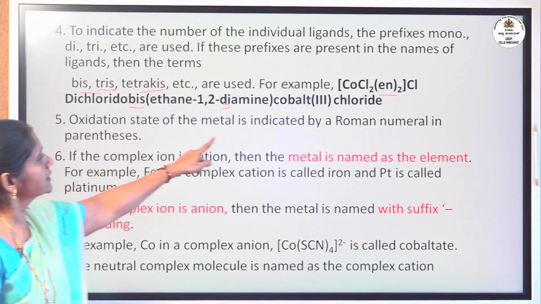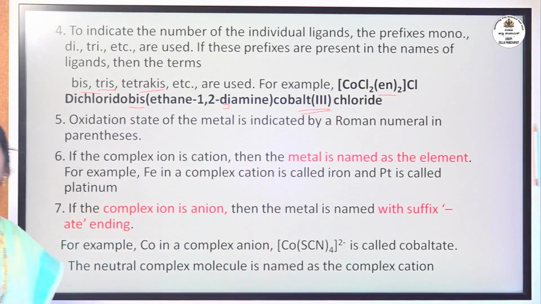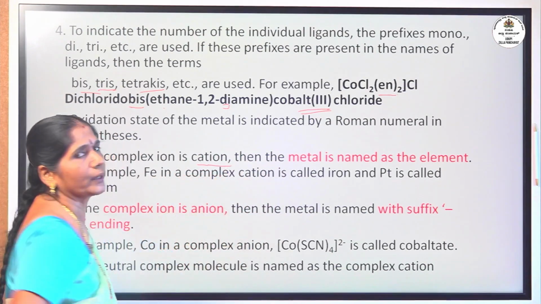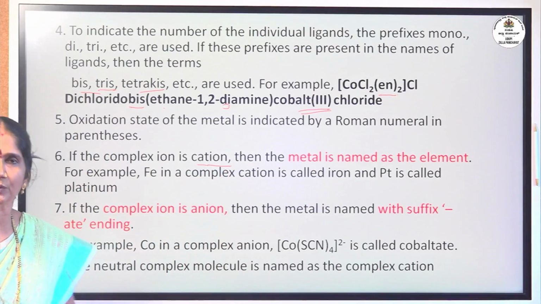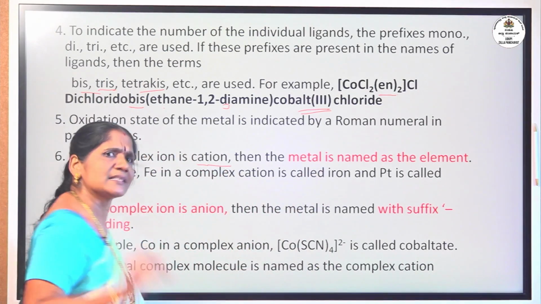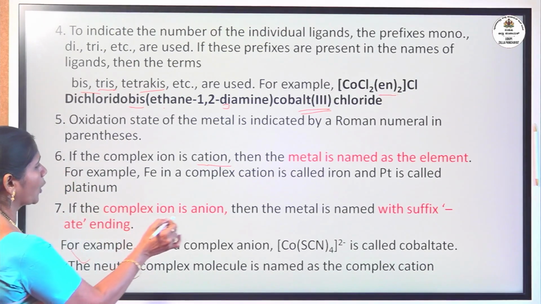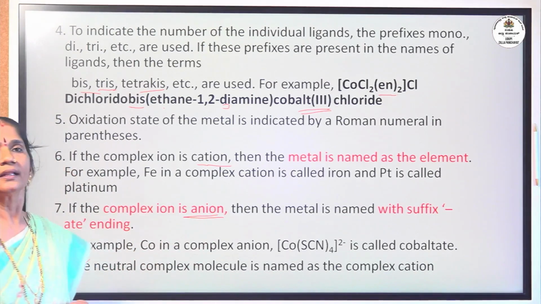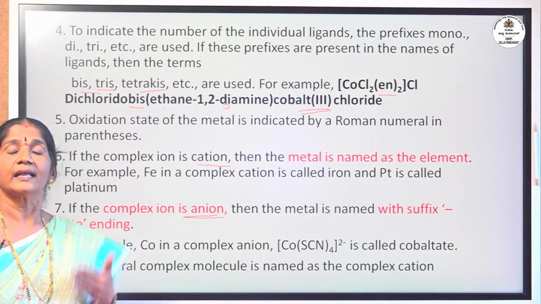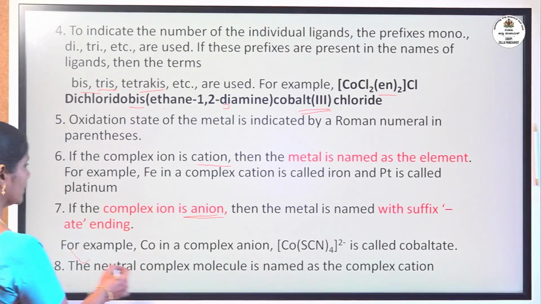And the oxidation state of the metal is always written like this in brackets in Roman numbers. If the complex ion is a cation, in cationic complexes having positive charge on the complex ion, then the metal is named as an element like iron, zinc, cobalt, etc. But if the complex ion is an anion, the names of the metals end with -ate, like zincate, ferrate, platinate, cobaltate, etc.